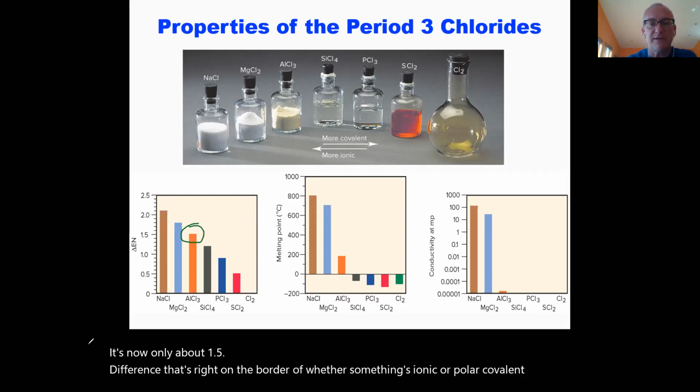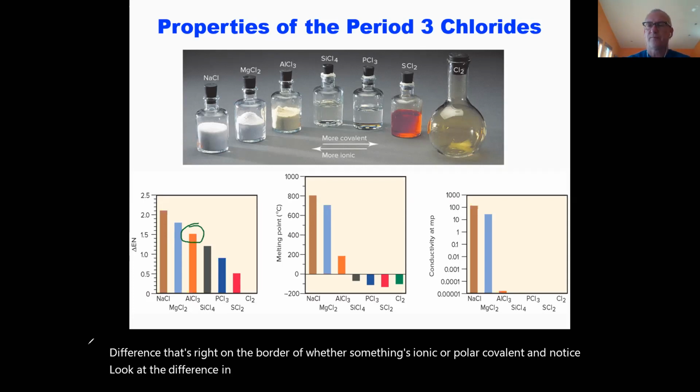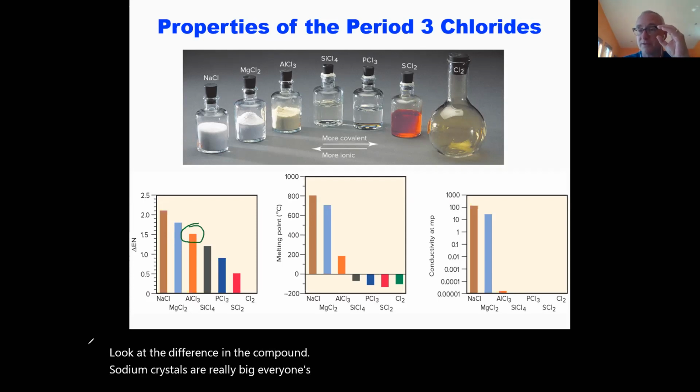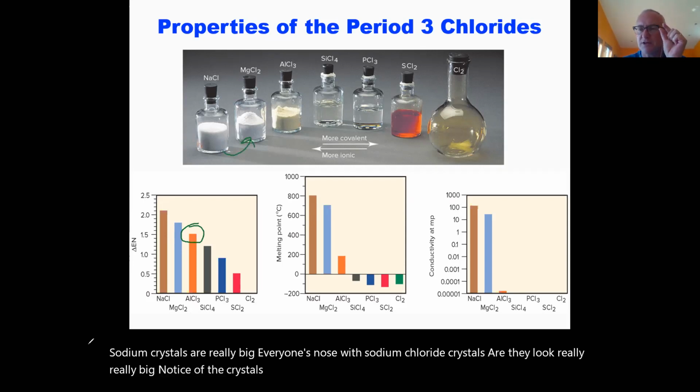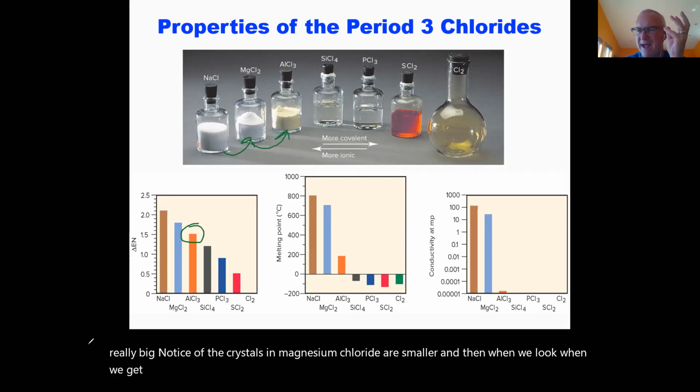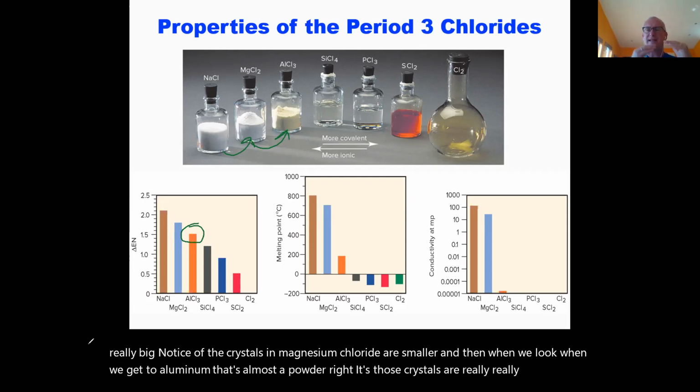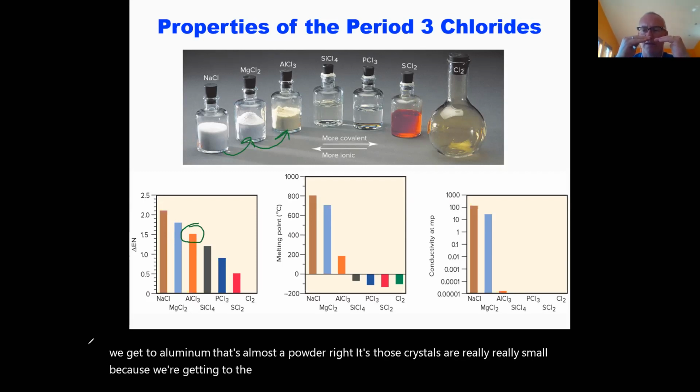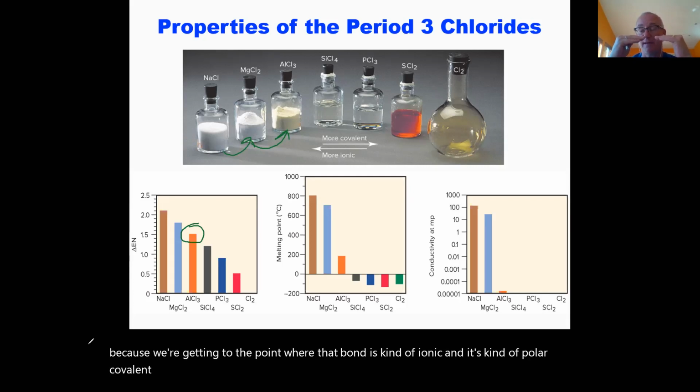And notice the difference in the compound. Sodium chloride crystals are really big. Everyone knows what sodium chloride crystals are. Notice that the crystals in magnesium chloride are smaller. And then when we get to aluminum, it's almost a powder. Those crystals are really, really small, because we're getting to the point where that bond is kind of ionic and kind of polar covalent too. It has a lot of properties of both of them. And you can see that.